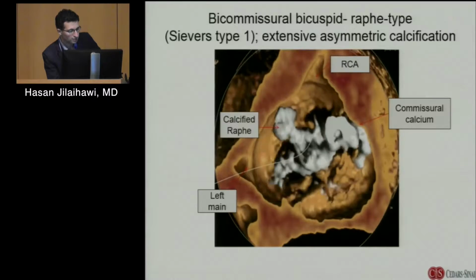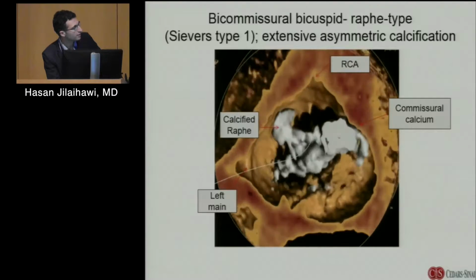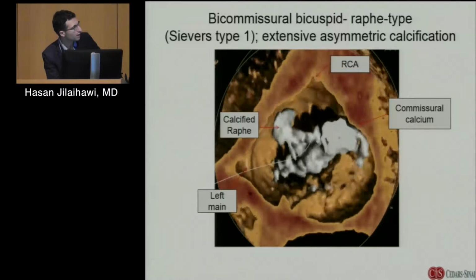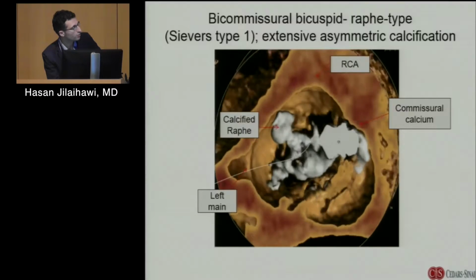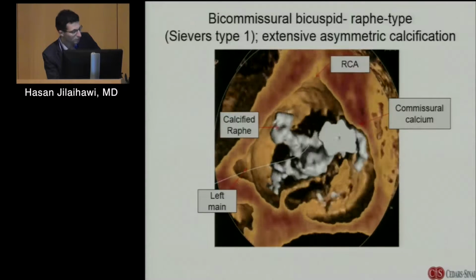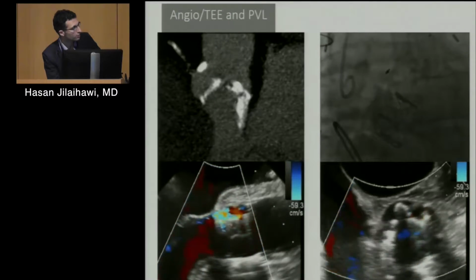I highlight this case with extensive asymmetric calcification and a Raphe-type bicuspid because we know exactly the anatomy and the risks to this patient. So we can see the calcified raphe, we can see the commissural calcium that can sometimes be a substrate for paravalvular leak. We can see also that there's asymmetric calcium. This leaflet doesn't have calcification, so that can sometimes result in a canted valve, and we can anticipate these potential problems that can arise when we assess the valve function.